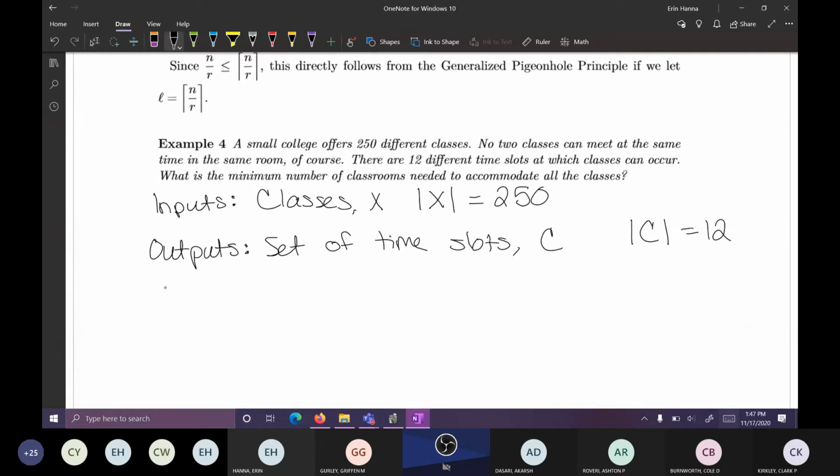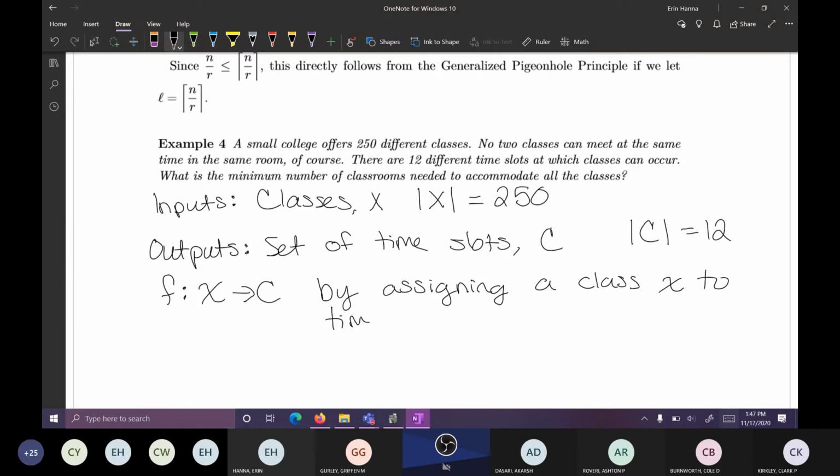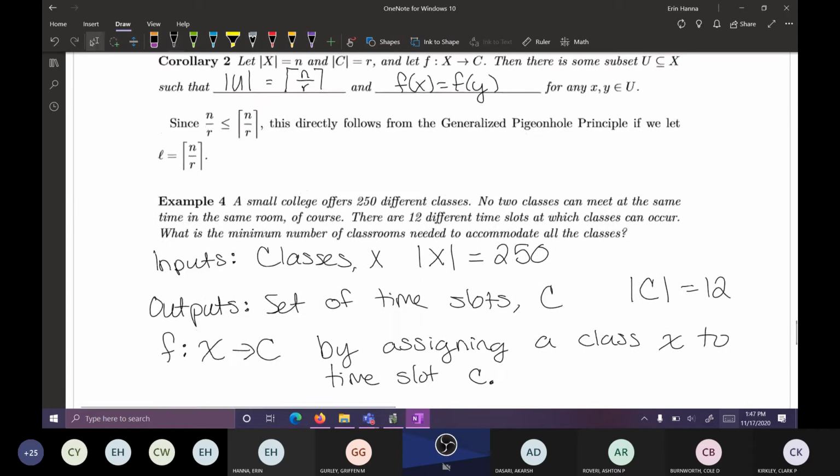So we can now figure out at least how many must map to the same one. And the way we can do that is, since we have a function from X to C that we can define by assigning a class X to a time slot C, then that corollary up here, if we take the ceiling of 250 divided by 12, is going to get us the number of classes that must go into a time slot, at least.